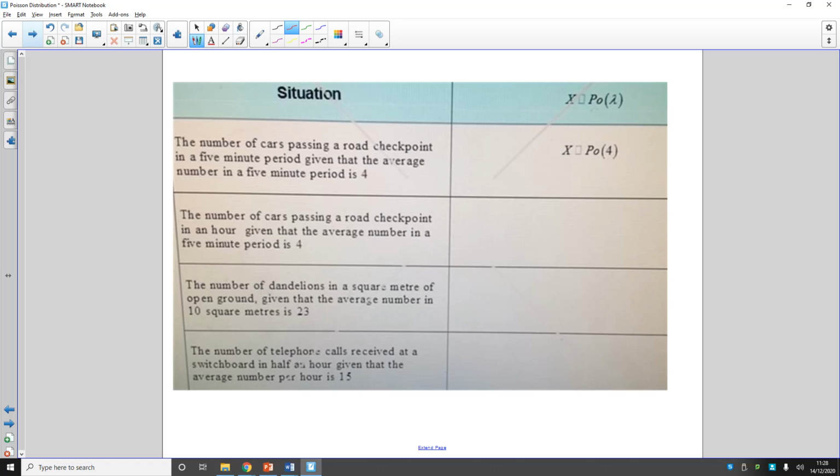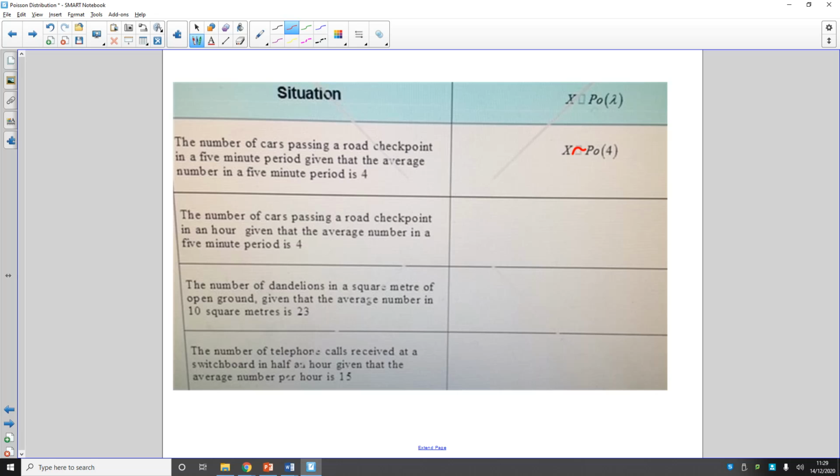Okay, in what situations could we use the Poisson distribution? Well, any number of situations where a random event occurs. So here are just a few examples. The first one here: the number of cars passing a road checkpoint in a 5-minute period, given that the average number in a 5-minute period is 4. We would say in this case that X would be Poisson distributed with lambda equal to 4.